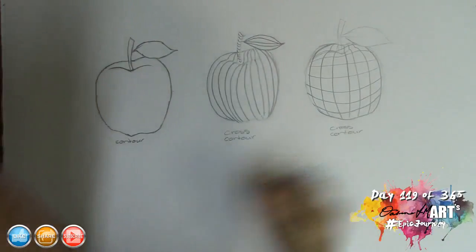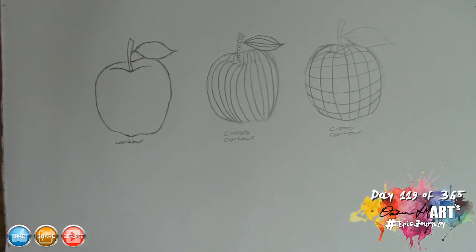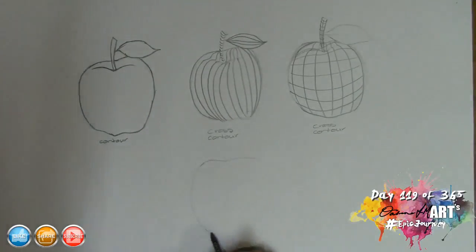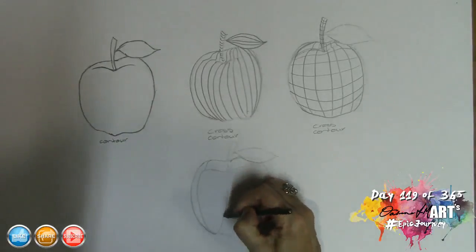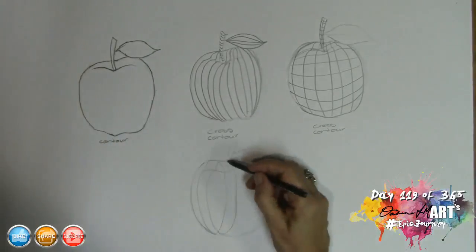But you're drawing lines around the surface of your subject. Now you can do them either vertically, horizontally, diagonally, or a combination of all of them. But all of the lines will follow the shape of the surface of your subject.